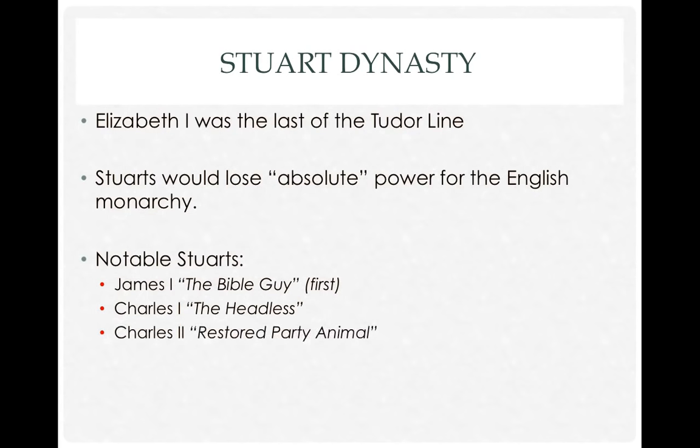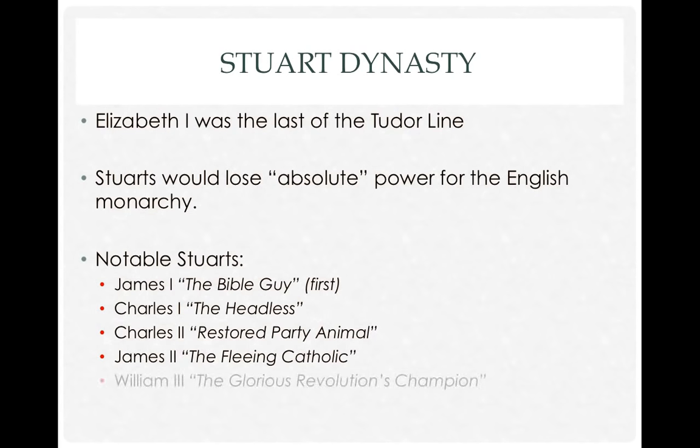Charles II, I call him the restored party animal, and that's because he comes back and he becomes king again, and everybody celebrates and parties like crazy for a really long time. James II, I call him the fleeing Catholic because he is run out of England and basically flees and runs away. And guess what his religion was?